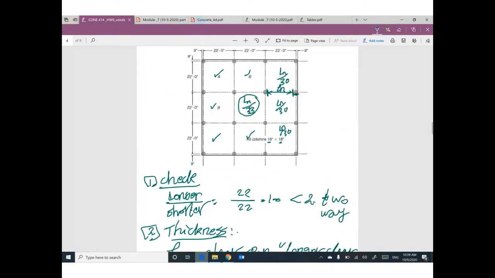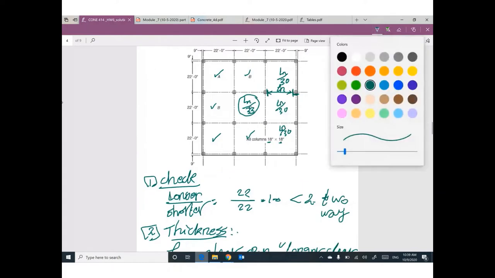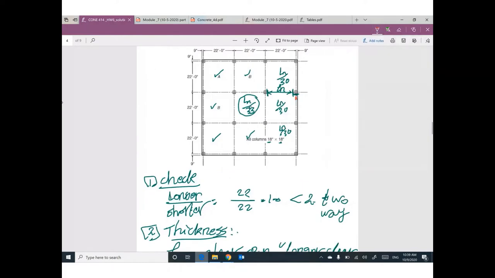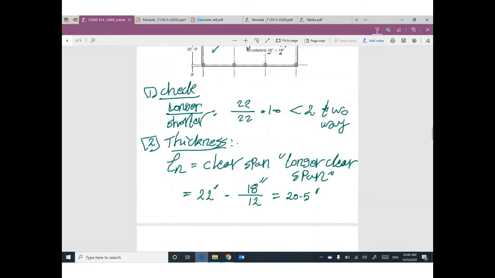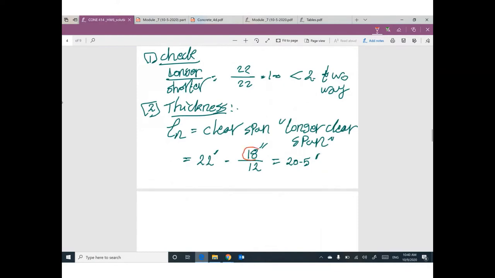Guys, from this center line to this center line, it's 22. If you subtract half the column dimension and half the column dimension, that means I subtracted the whole column dimension, 18. I divided it by 12 to make it in feet, so I can subtract feet minus feet. So the final value will be in feet.